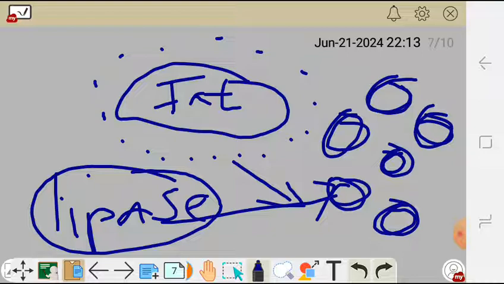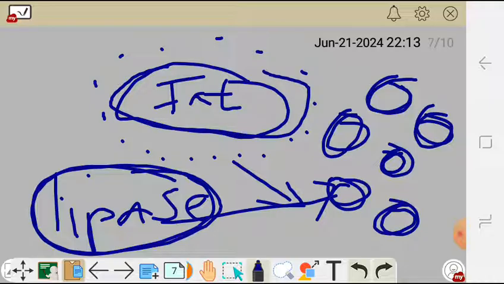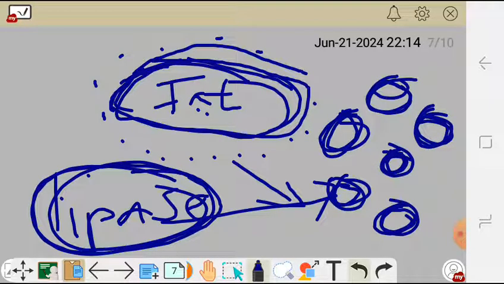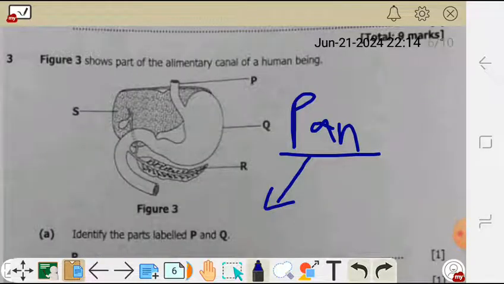Okay, so the one which has helped the lipase is what we call bile from the liver. So the bile will break larger molecules of fats. We know fats are big molecules, the lipids that we take. So the bile will come and break the fats into smaller molecules, which can be worked on by the enzyme lipase. Okay, so that is one of the functions of the liver.